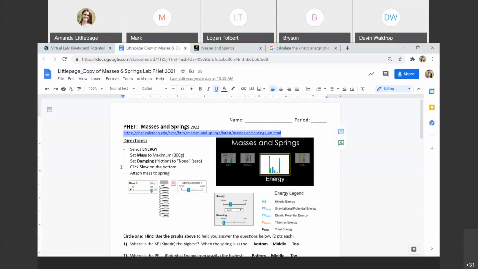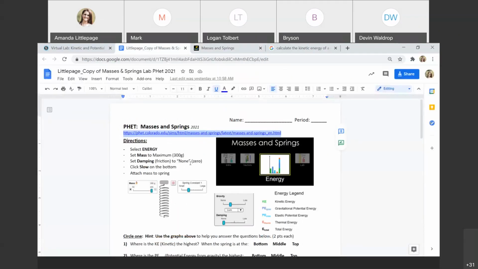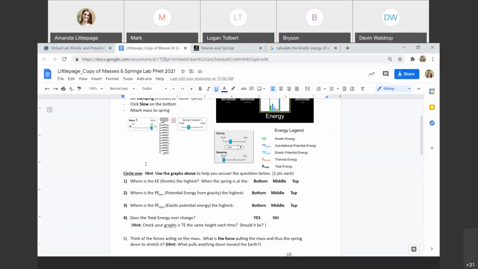I'm going to show you what these steps look like. Mass to 300 grams, damping to none, and slow on the bottom. Here's the mass button, so you're going to increase that to 300 grams. Slow down here, and damping is none, or 0. After you've done that, the next job is to attach the mass to the spring, and then you're going to observe the changes.